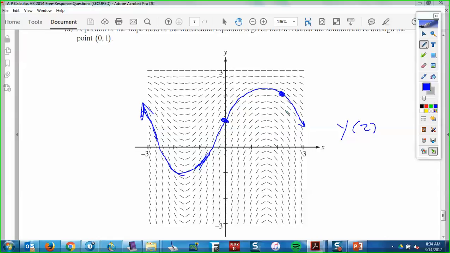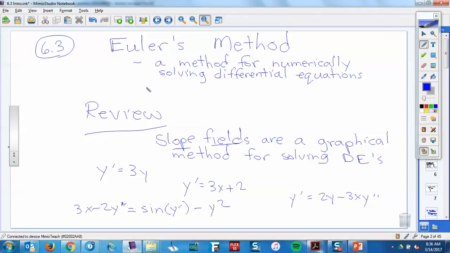So a slope field is a way where we can plot these little slope segments based on our differential equation, and then we can sketch in the y. So that's a graphical solution to a differential equation, a slope field. What we're looking at here, Euler's method, is a numerical method. A little more accurate, but it takes a little more computation to do.